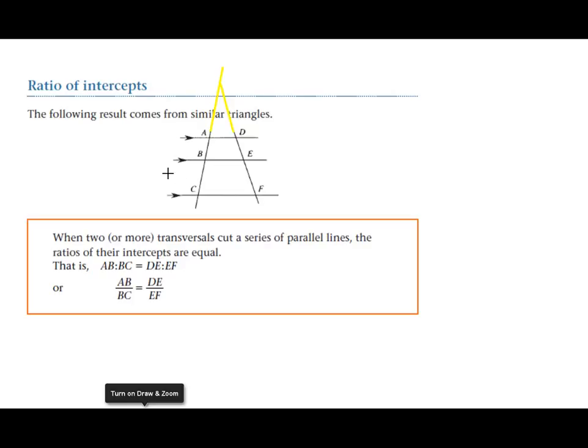Now, because these three lines here are parallel, and this has a common angle up the top here, these angles here are going to be the same, and these angles here are going to be the same, so therefore the three triangles are similar. And so the lengths of these sides, the intervals between the parallel lines, are going to be proportional to each other. So we can write this as a ratio AB to BC equals DE to EF. Or we can write those as fractions: AB over BC equals DE over EF.